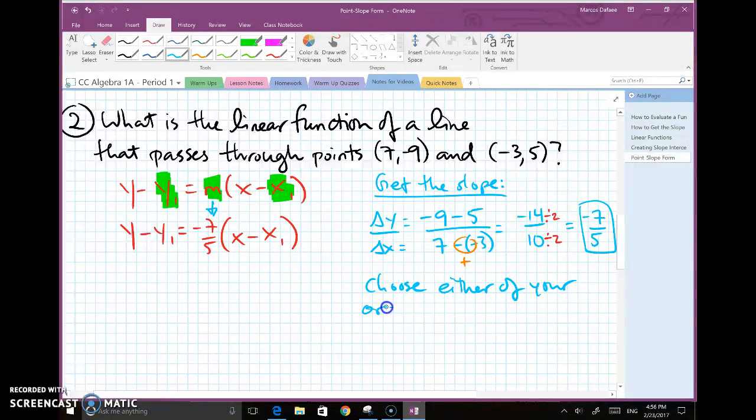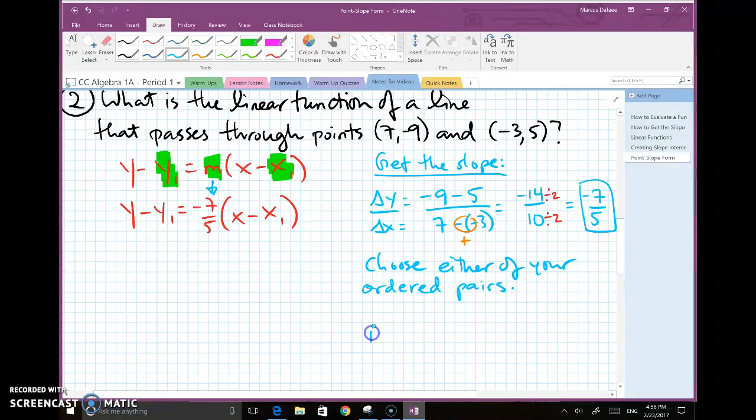Or either of your ordered pairs is a better way to put it. Because that's what they are. They're not visible points yet, they're just ordered pairs. So I'm going to choose, in my example here, 7, negative 9. Okay, now that's my choice. If you wanted to choose negative 3, 5, go right ahead. This is my x, this is my y.